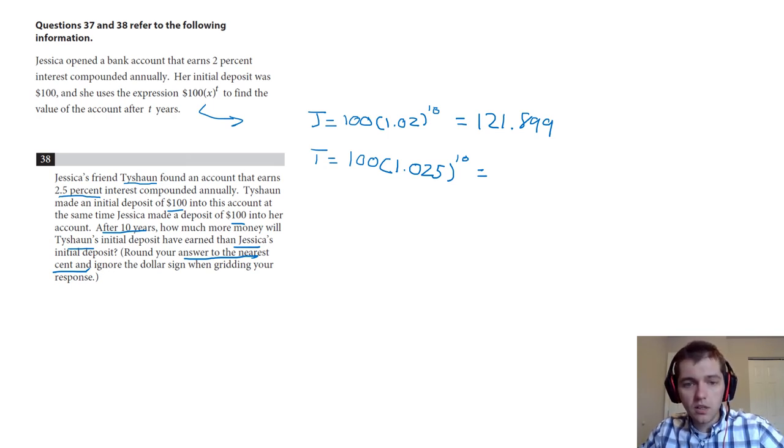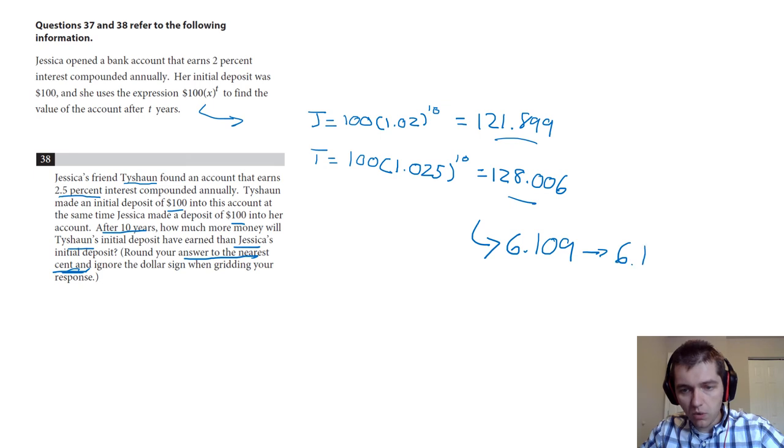If you keep three places, so Deshaun plugging in, that is 128.006. Take these, subtract 121.899 from 128.006, and what you end up with is 6.109. They say round to the nearest cent, and ignore the dollar sign, which means that rounded will be 6.11. You can go ahead and grid that in as your answer for the increase in the value of Deshaun's account versus Jessica's after 10 years.